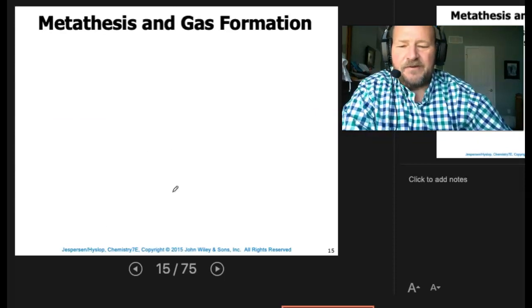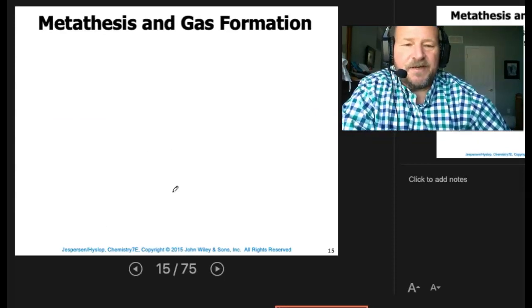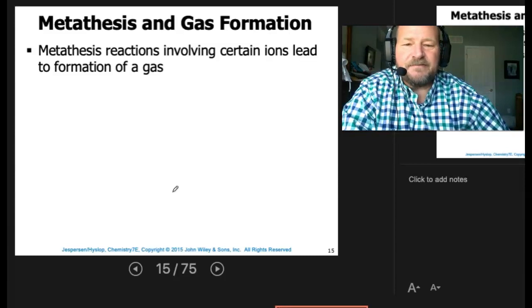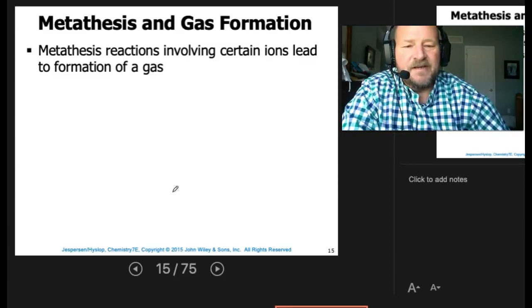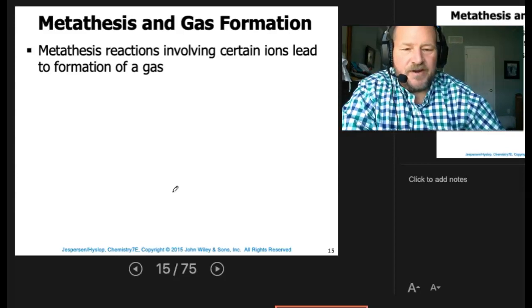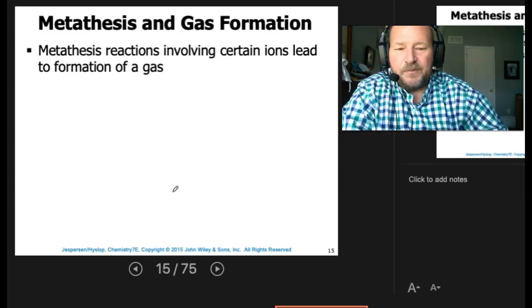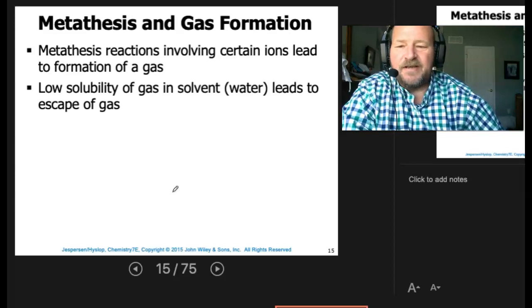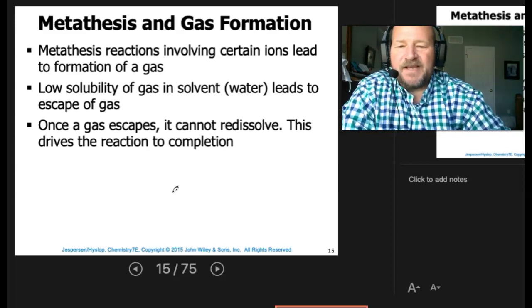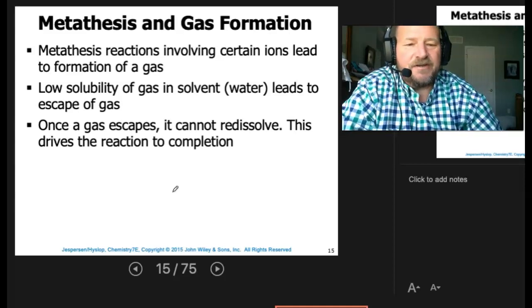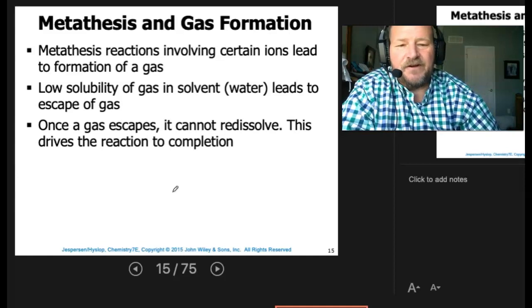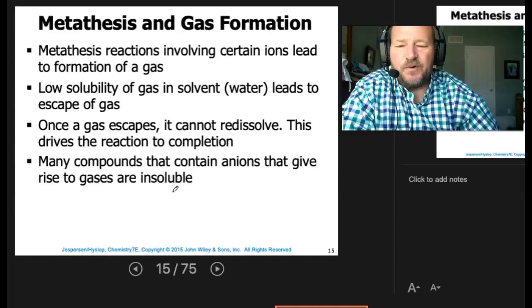Now, another thing we can do in our metathesis reactions, or double replacements, is form gases. Okay, so reactions involving certain ions will lead to the formation of a gas. So far we've seen that we're going to create either a water or an insoluble salt, and now we're going to see it could lead to the escape of gas. Okay, so once the gas escapes, it cannot redissolve. That means that's going to drive that reaction to completion. So as long as gas is evolving off, the reaction will continue to go until you run out of materials.